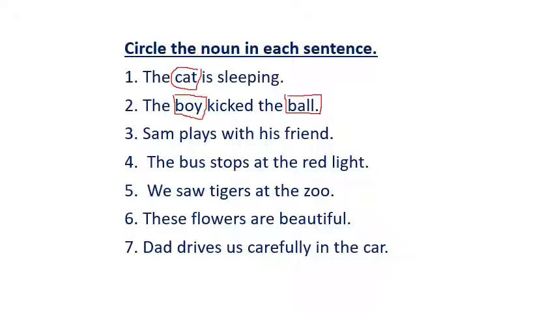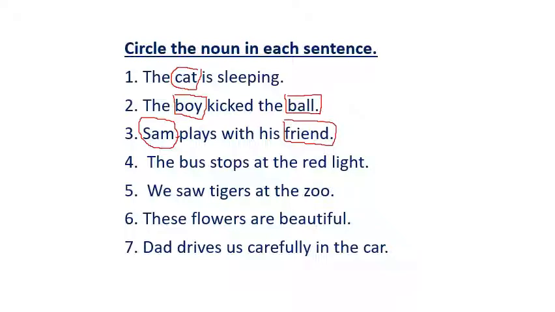Now, number three. Sam plays with his friend. Now, what is a noun here? Yes, Sam, because it's the name of a boy. So, Sam is a noun. Plays with his friends. Which one is the noun here? Yes, friend is a noun because it's a person.